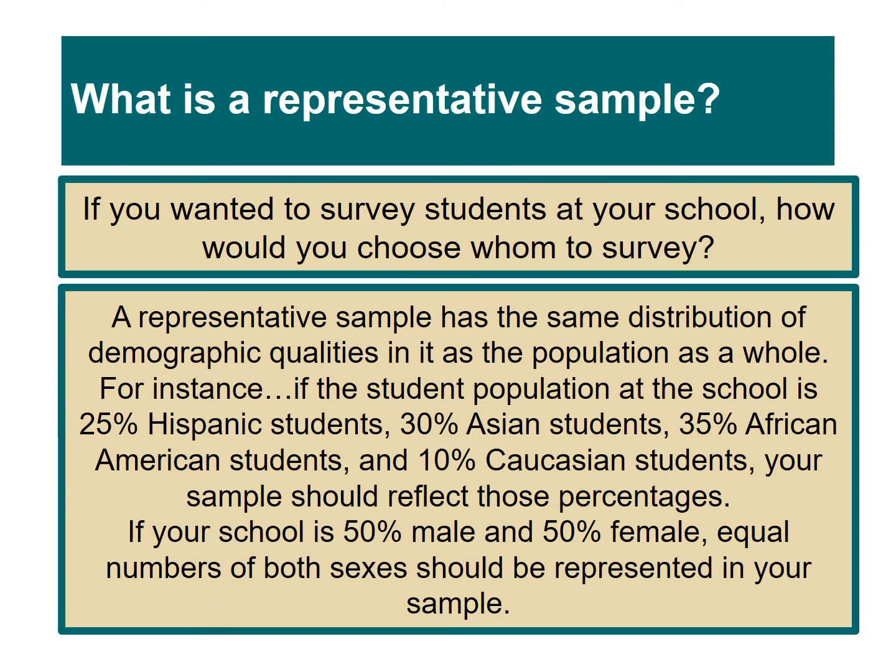So, a representative sample. If you wanted to survey students at your school, how would you choose whom to survey? A representative sample has the same distribution of demographic qualities in it as the population as a whole. So if the student population at the school is 25% Hispanic students, 30% Asian, 35% African American, and 10% Caucasian, your sample should reflect those percentages. If your school is 50% female and 50% male, equal numbers of both sexes should be represented in your sample as well.